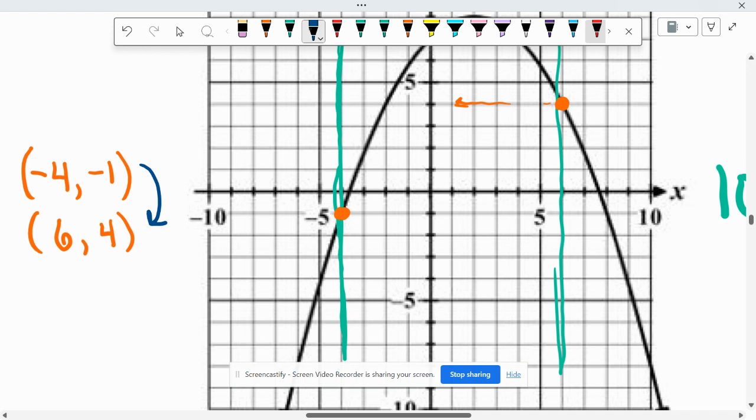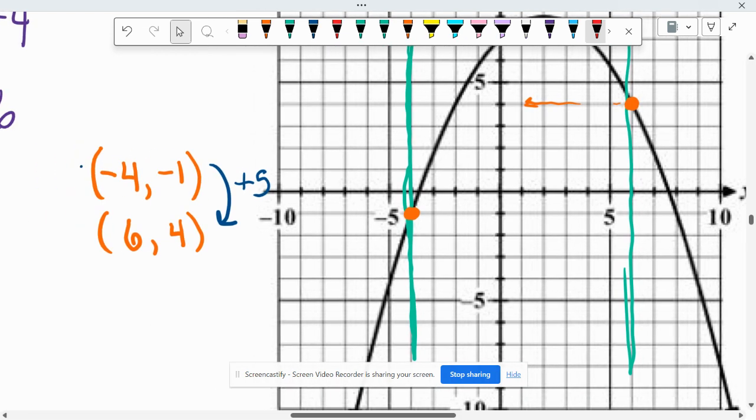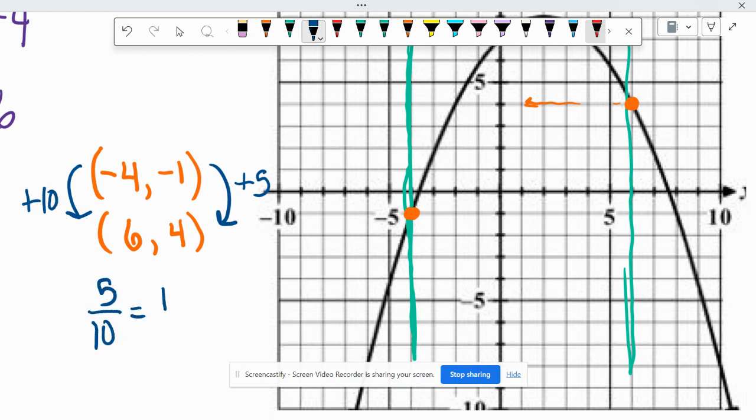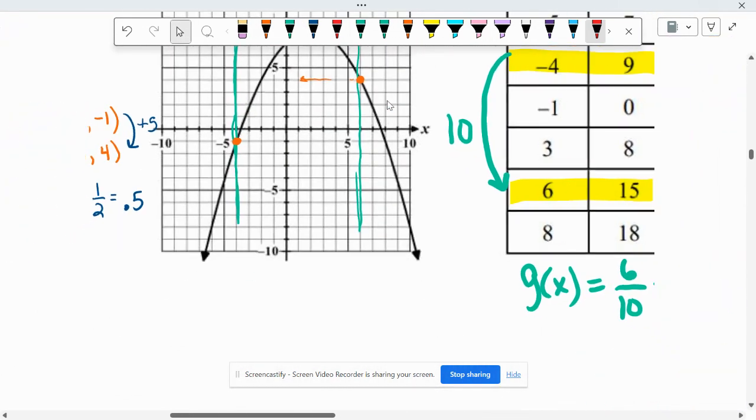What is my change in y? I went from -1 to 4. What is the change in y? +5. What is my change in x? +10 again. 5/10 reduces to 1/2, or what's the decimal for that? 0.5. So which one has a larger rate of change? The table. G of x has a larger rate of change.